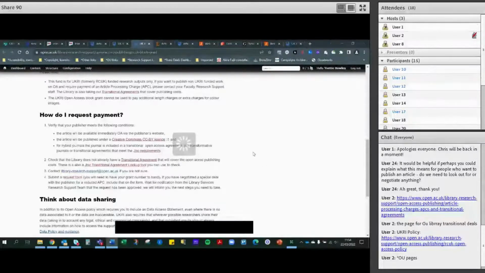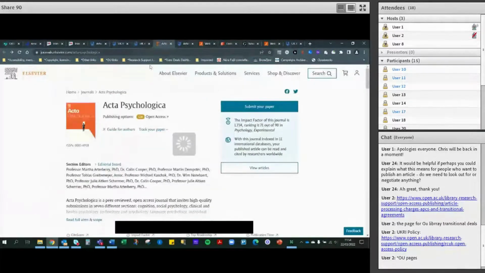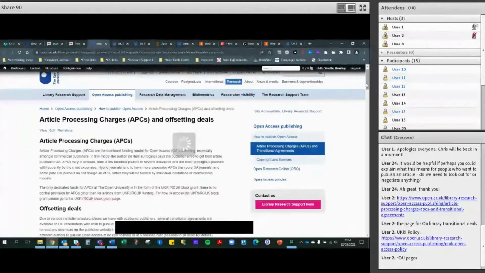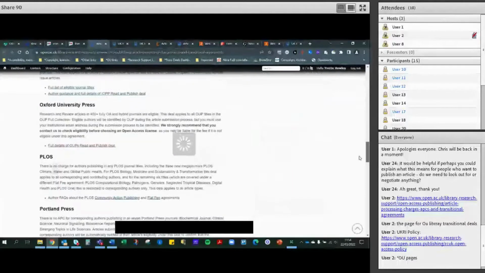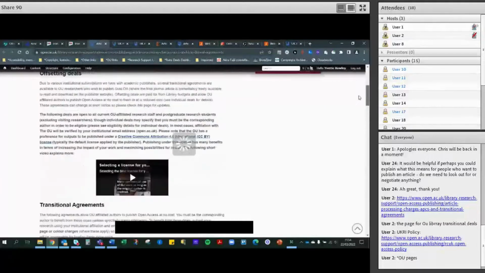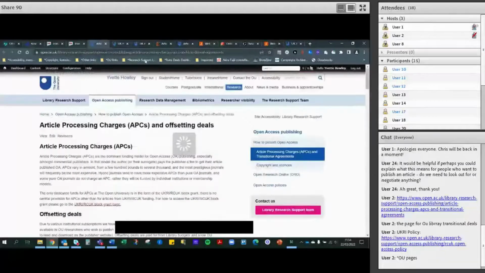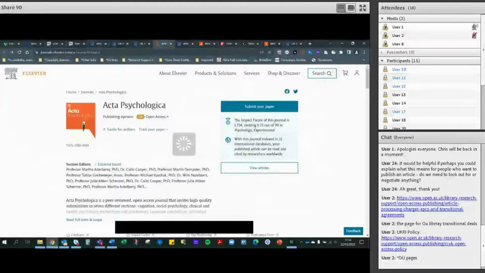So for this example, I want to publish in Acta Psychologica, and this is an Elsevier title. So following the advice on the block grant page that we've just taken a look at, I just need to check if we have a deal first. So at the moment, we don't actually have a deal in place from Elsevier. You can see that it's not listed here. This is set to change, of course, which is some good news, but we don't have a deal with them at the moment. So far so good.